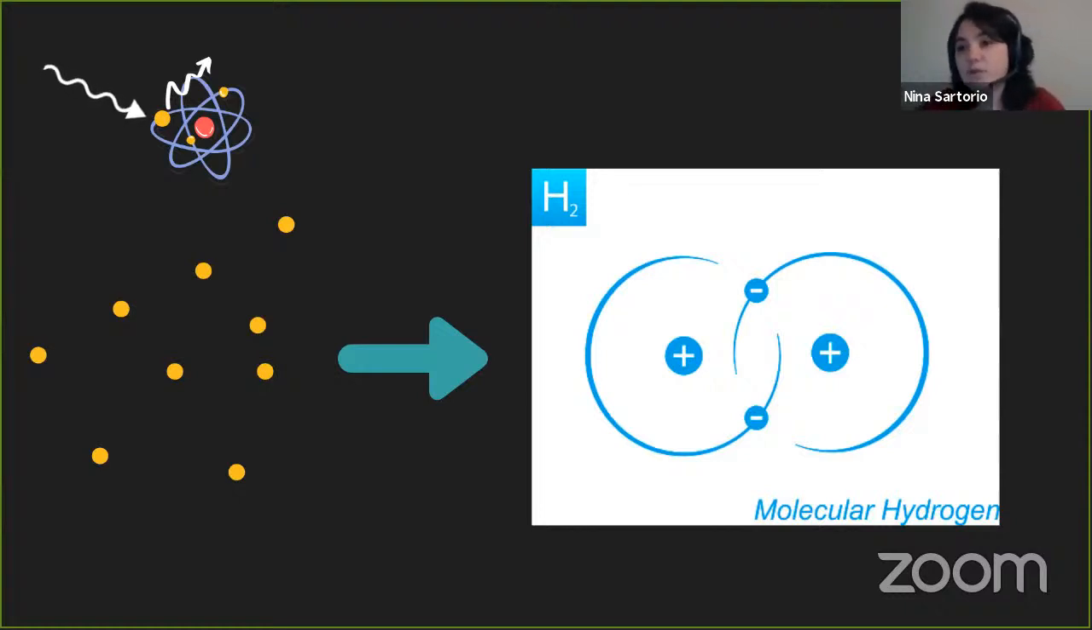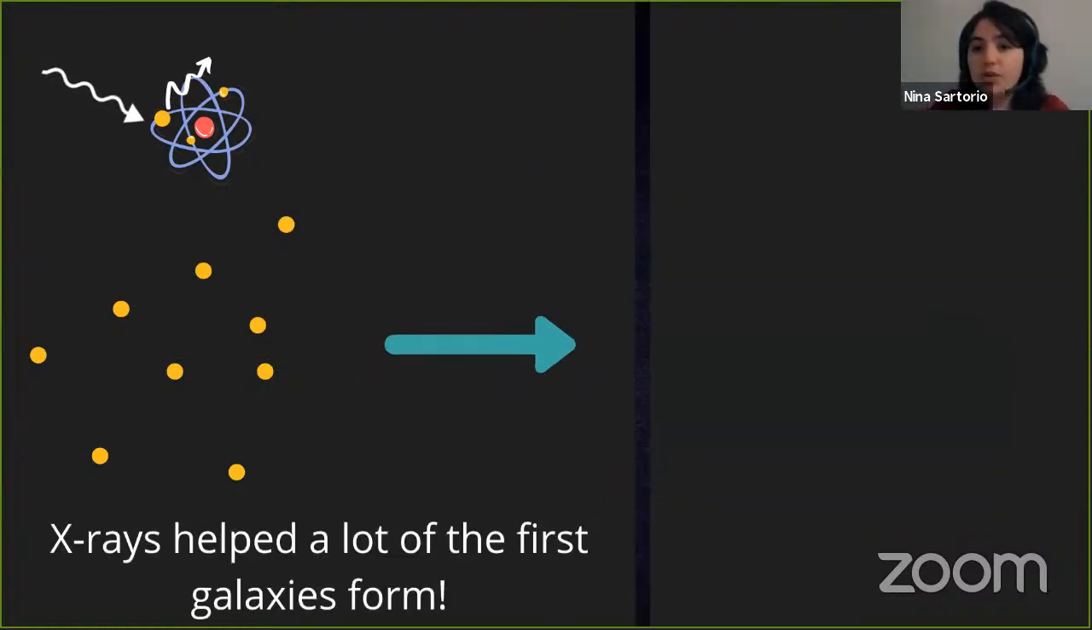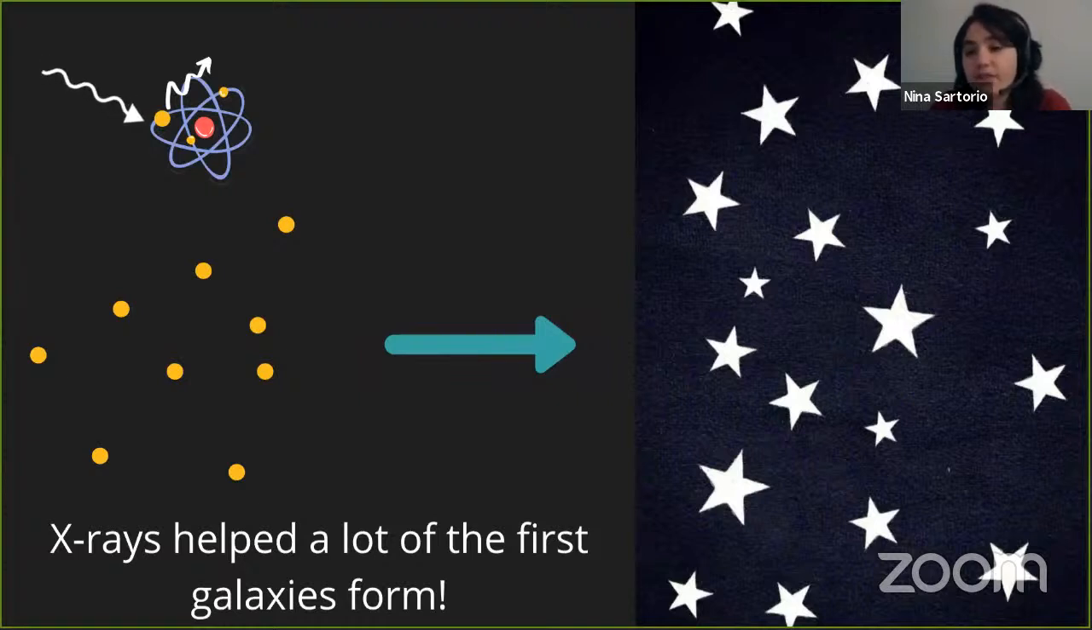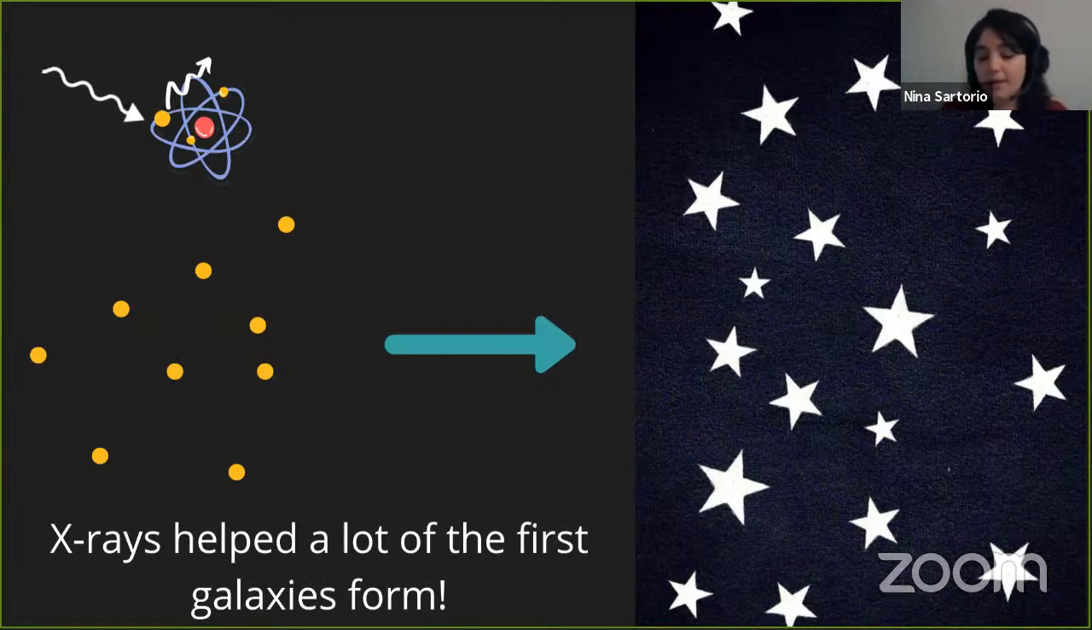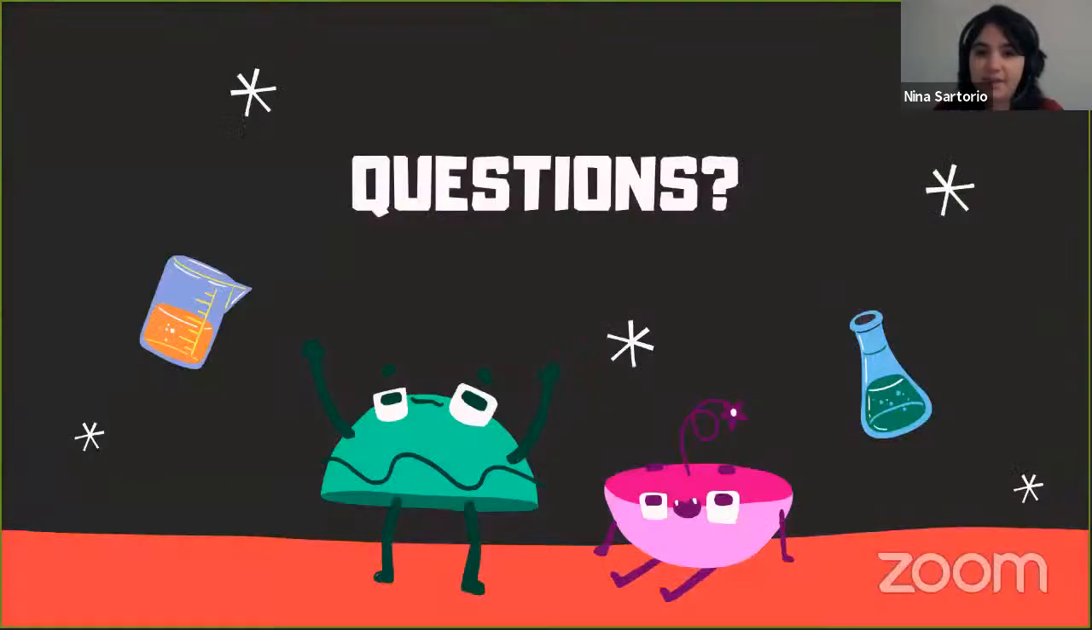And because you're able to increase the amount of molecular hydrogen, you're also able to create a lot more stars. And then if you create more stars, you are able to create more radiation that helps us again in making the universe transparent. So X-rays were vital for the early universe because they not only made it possible for stars to form, but also because they helped the whole universe be ionized. And that's basically it. So I'm gonna take questions.